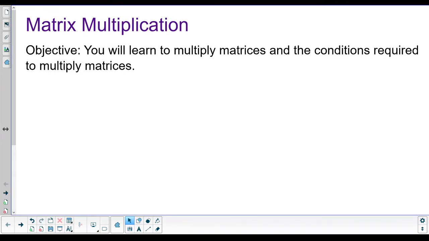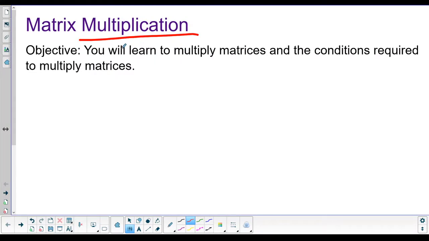Hi, welcome back everybody. We are going to be talking about matrix multiplication today. This is probably going to be one of the easier lessons, hopefully. It's just multiplication. How scary could it be, right? But this is not multiplication like normal.